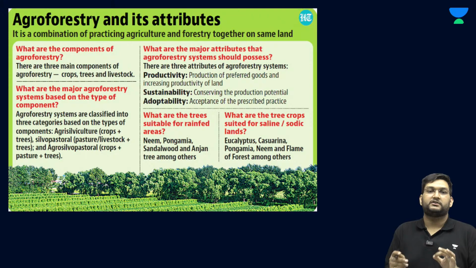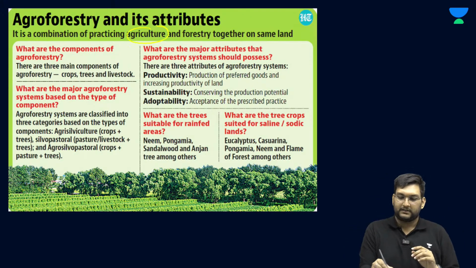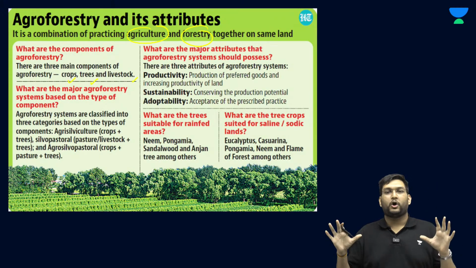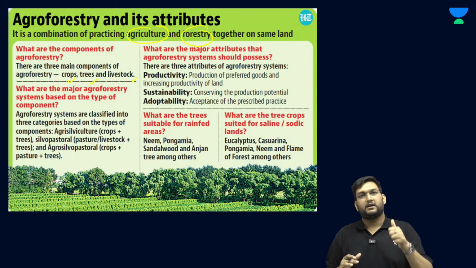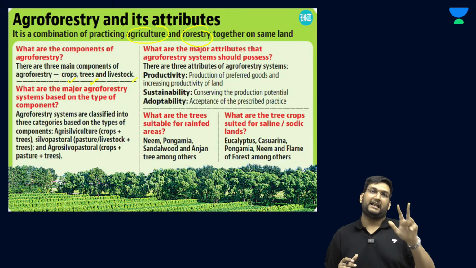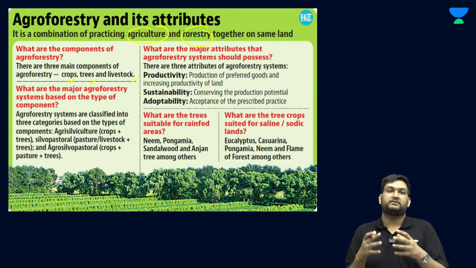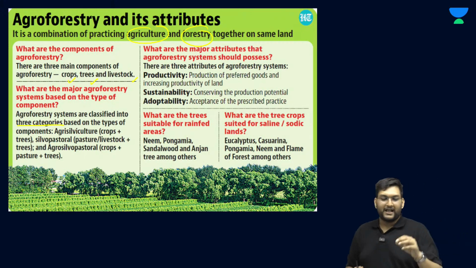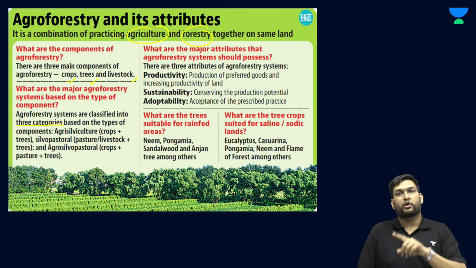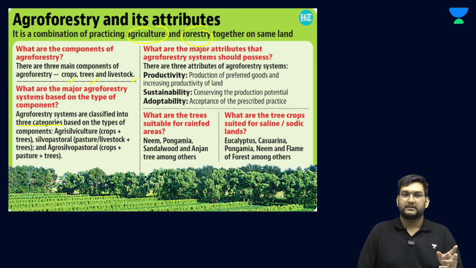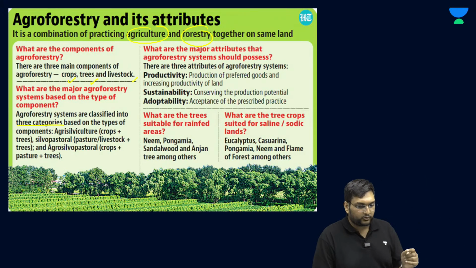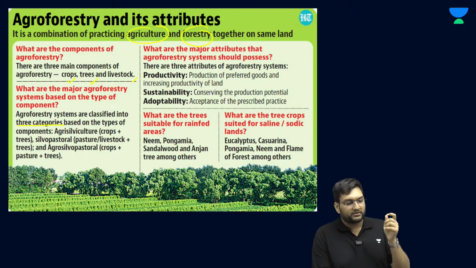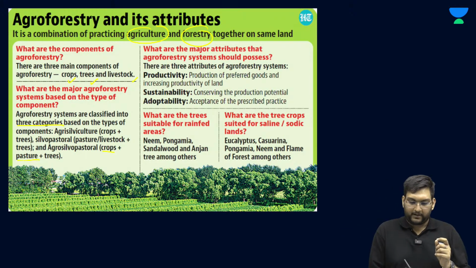Now, there are three components to agroforestry, which is agriculture plus forestry: crops, trees and livestock, meaning you add all the basic components of agriculture, which is crops, trees and livestock together to create a complex which is called agroforestry. Now, agroforestry can be of three types. One is called agri-silviculture, which is crop plus the trees. Then you have silvopastoral, which is pasture, livestock plus trees, and you have agro-silvopastoral, which is crop, pasture, tree.